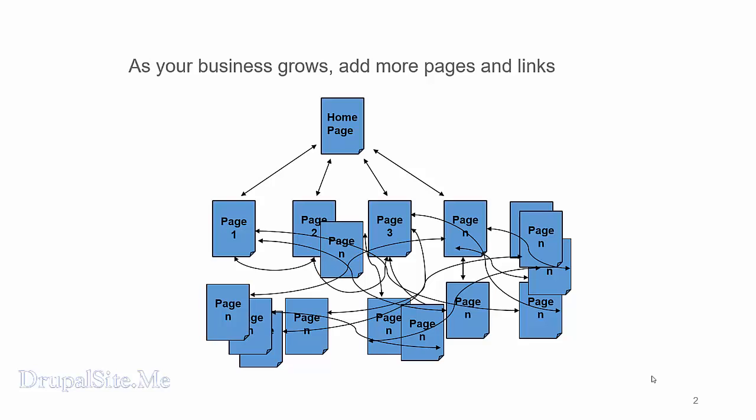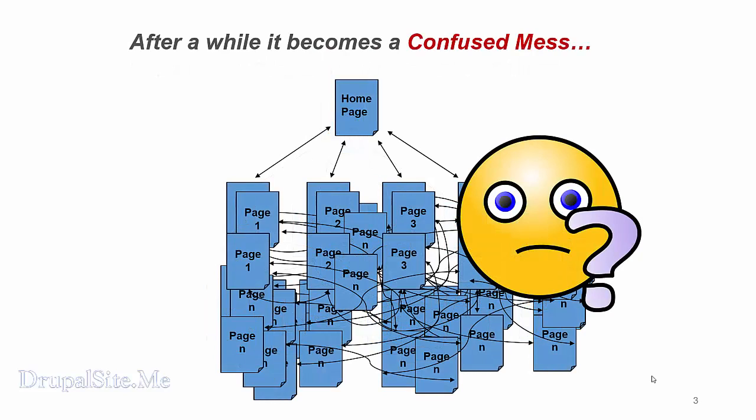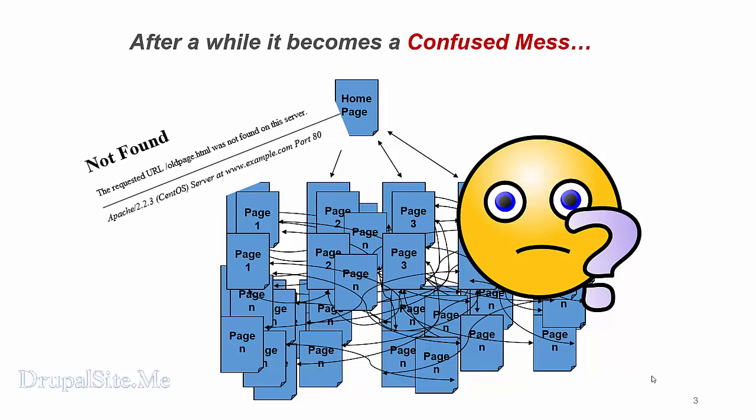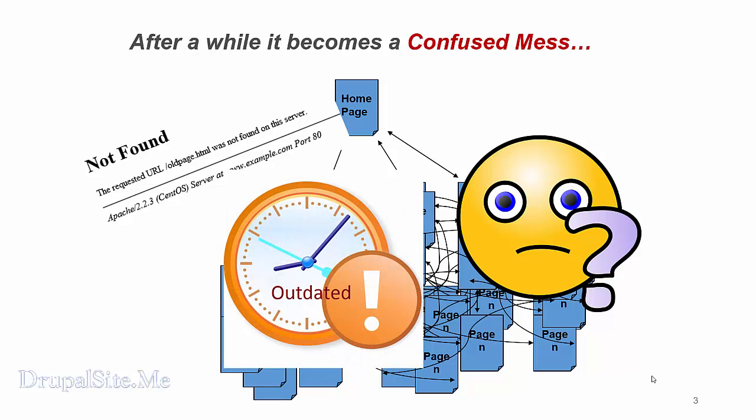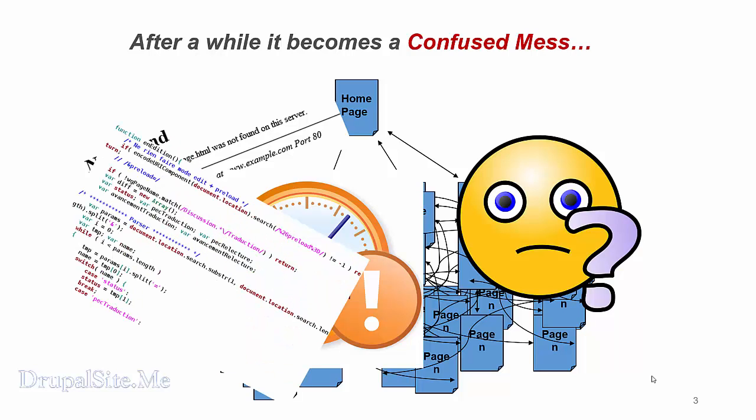But what happens if you have too many pages? It becomes a confused mess, so to speak, and things start to break down. When people come in, they can't find the page: page not found errors. It's very frustrating. And also you get a lot of outdated information in there, and last year's meetings or events will show up. How do you fix that?